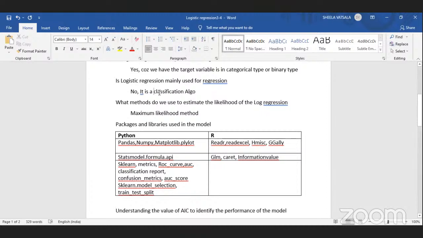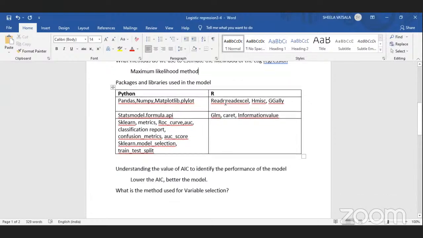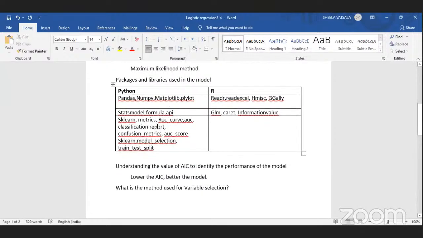It is basically a classification learning. There are different methods for how we estimate, right? In linear regression, we use RMSE, MSE, and different types of metrics. But here, we use the maximum likelihood method. We also learned yesterday about packages, which we'll be using today for a deeper understanding.